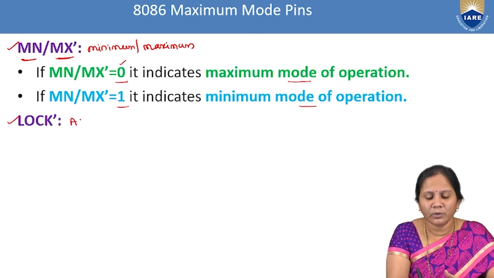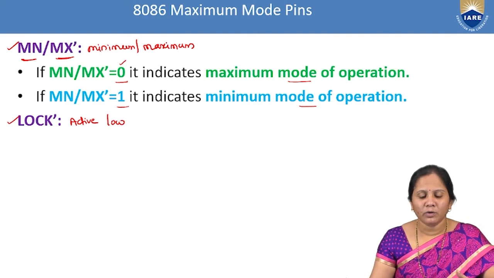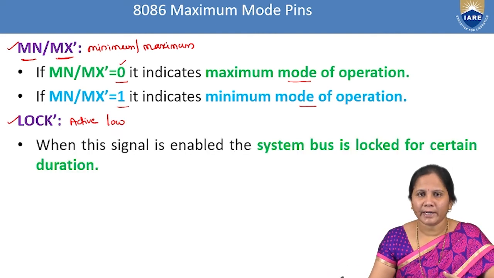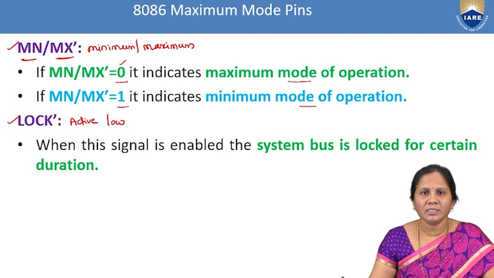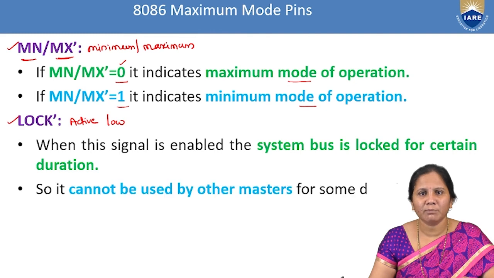And the next signal is LOCK bar. It is an active low signal. When the LOCK bar signal is activated, the system bus will be locked. Though there may be requests for the system bus by other masters, once this lock signal is enabled, the microprocessor or any requesting device cannot give or take the system bus because the system bus will be locked.